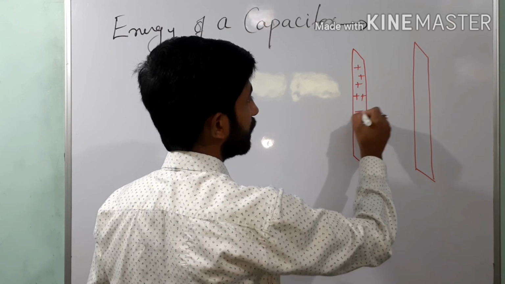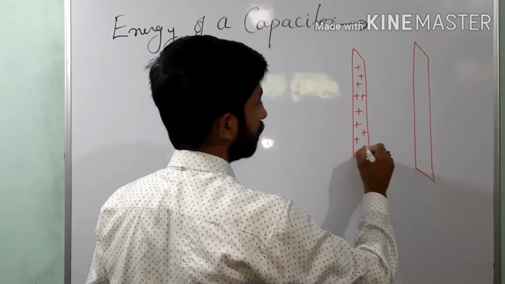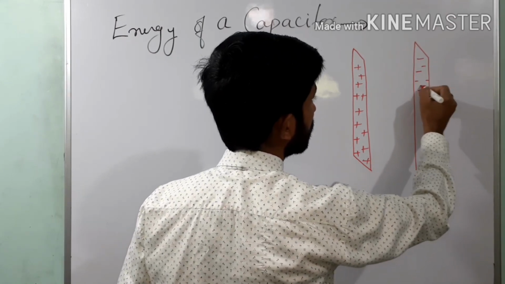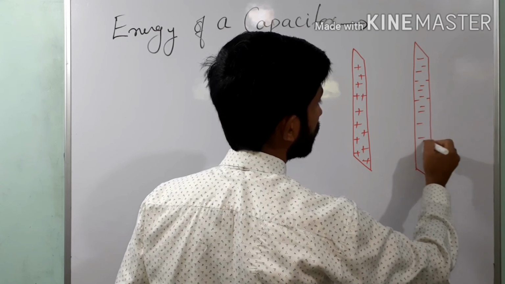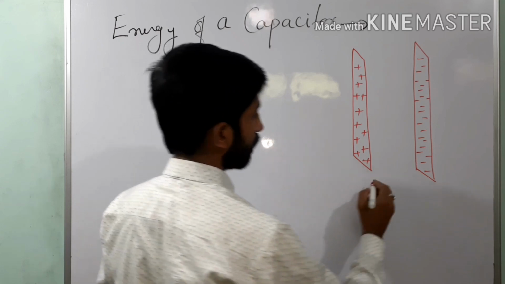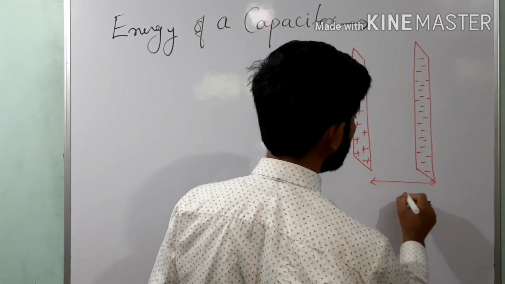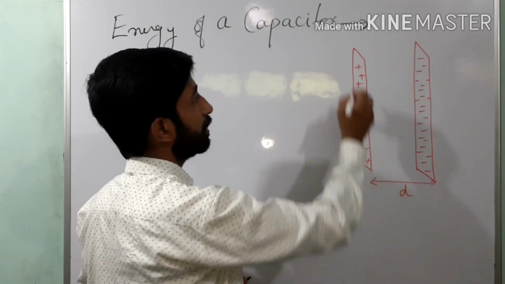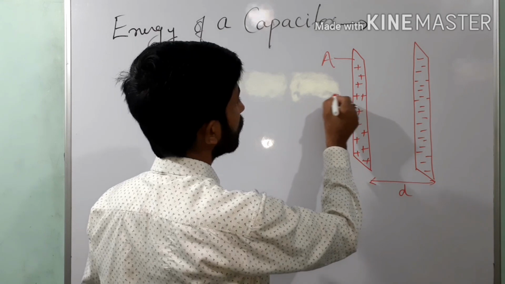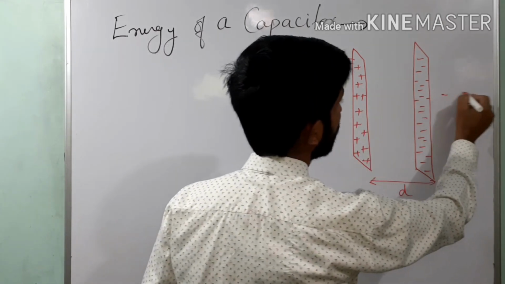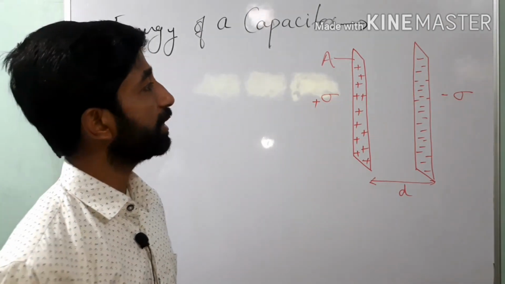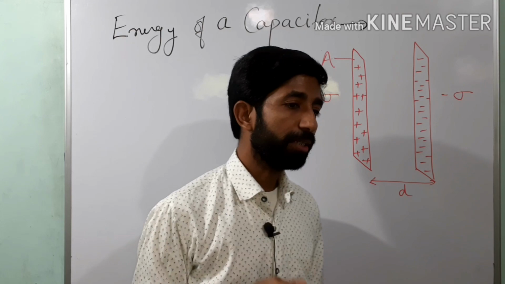The capacitor is simply a combination of a positive and negative plate, or two conductors having equal and opposite charges. If d is the separation between the plates and capital A is the area of each plate, and this is plus sigma, that is minus sigma, the charge densities of the plates, right? So initially, now see what happens.